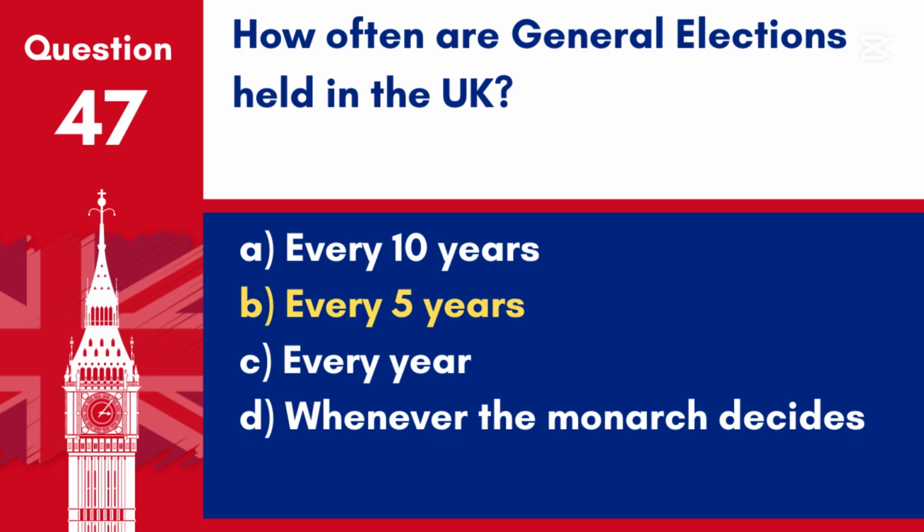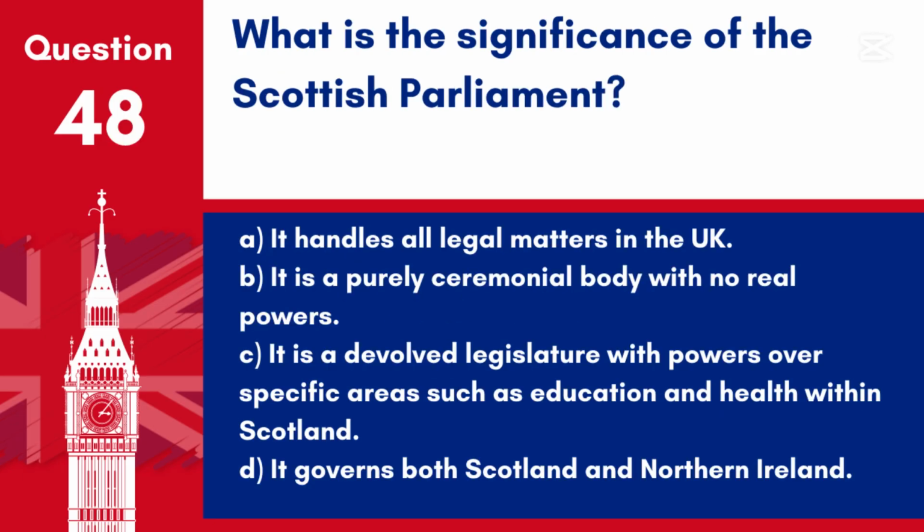General elections in the UK are typically held every 5 years to elect members of Parliament to the House of Commons. Question 48. What is the significance of the Scottish Parliament? A. It handles all legal matters in the UK. B. It is a purely ceremonial body with no real powers. C. It is a devolved legislature with powers over specific areas such as education and health within Scotland. D. It governs both Scotland and Northern Ireland.